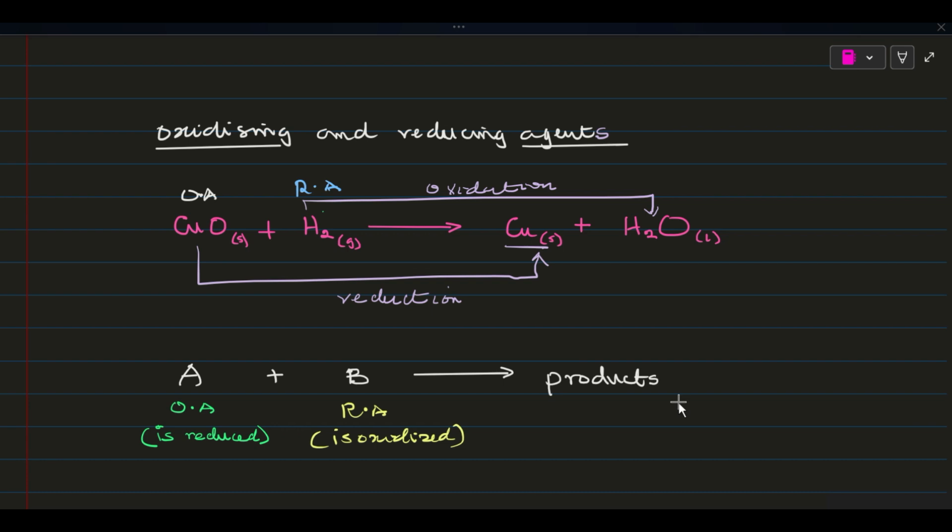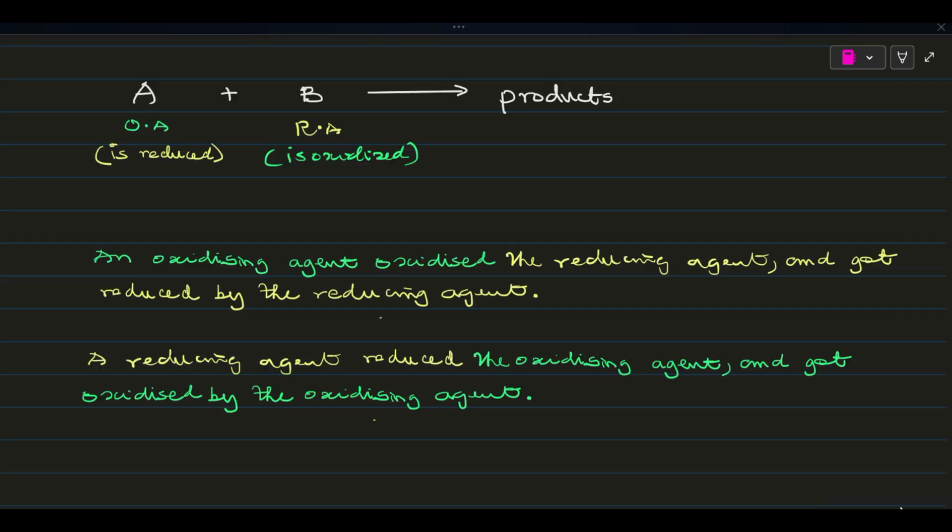So this reaction below illustrates everything for us. So this is reactant A, which is an oxidizing agent. It is reduced by reactant B, which is a reducing agent. And reactant B itself is oxidized by reactant A, which is an oxidizing agent. So we can define an oxidizing agent as a substance that oxidized the reducing agent and got reduced by the reducing agent. And in the case of a reducing agent, a reducing agent reduced the oxidizing agent and got oxidized by the oxidizing agent.